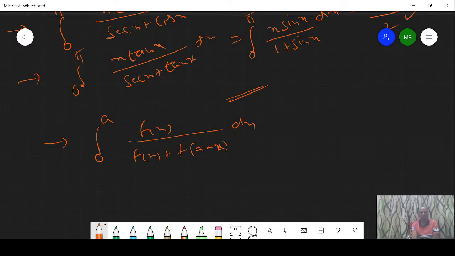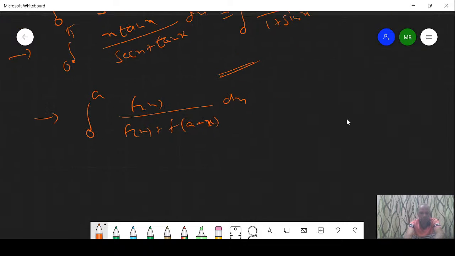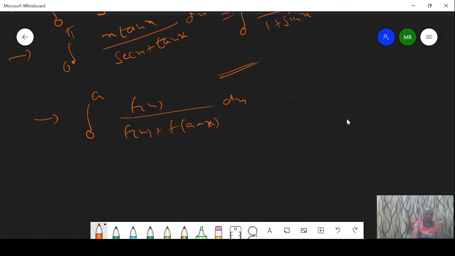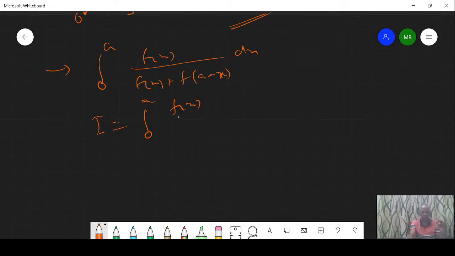You will get f of a minus x equal to f of x. If you follow that, they are asking what about this value. I am giving a standard problem here. When it is given like this, you apply here: let this be I. You write I is equal to integral 0 to a, f of x by f of x plus f of a minus x dx.